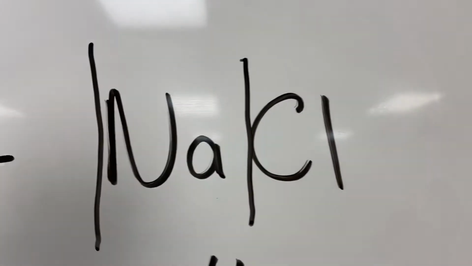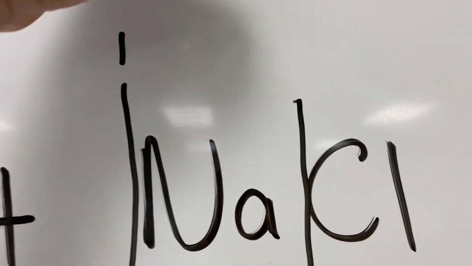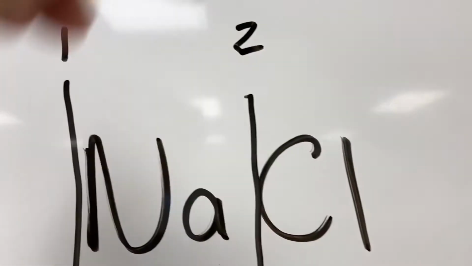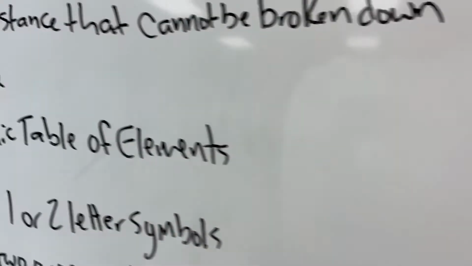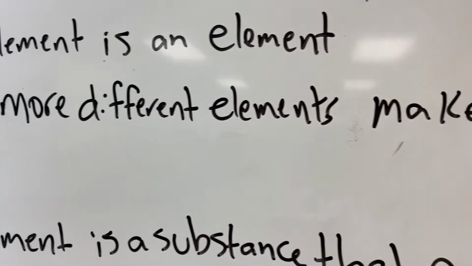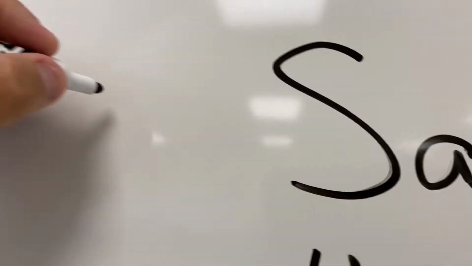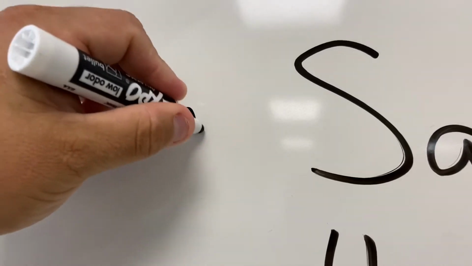We count up 1, 2. So we know we have 2 karate chops. Going back to the rules, 2 or more different elements make a compound. So we know that salt is a compound.